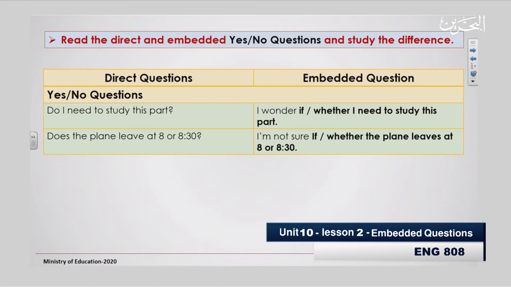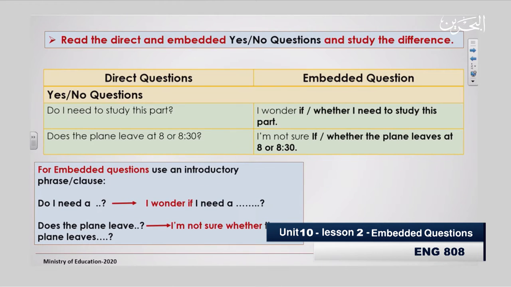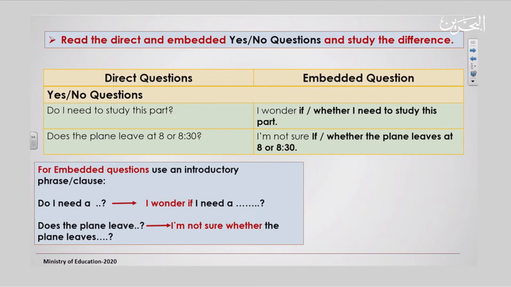All right, let's discuss it together. For embedded questions, we also use an introductory clause. So, do I need a? I'm going to add, I wonder if I need a. So the introductory phrase or clause is, I wonder if. Let's look at another example to understand it even more. Does the plane leave? We need to add another phrase or clause to form an embedded question. So we will say, I'm not sure whether the plane leaves. So these are yes or no questions.